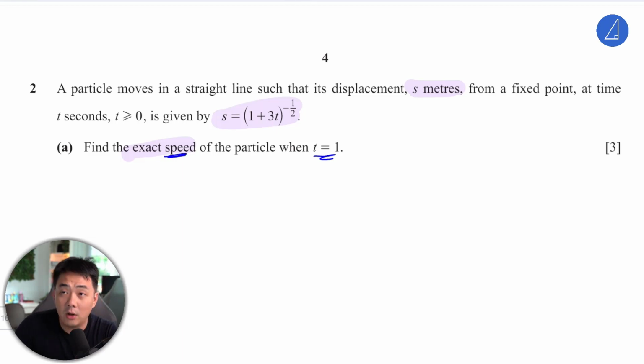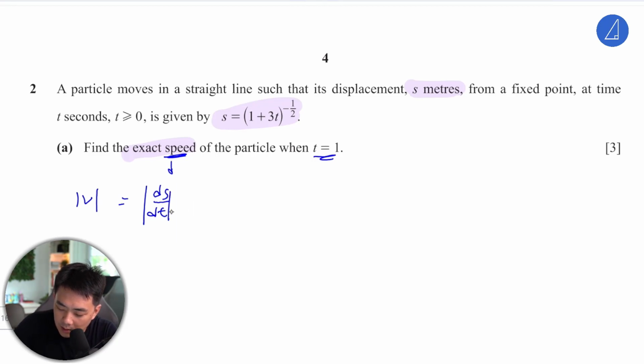Now, speed is not velocity. What you need to understand is that the exact speed means I need the magnitude of the velocity, which is v, at t equals 1. So this is when t equals 1, and I just need the modulus of it. That's the main thing.